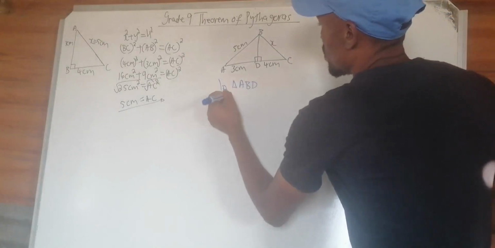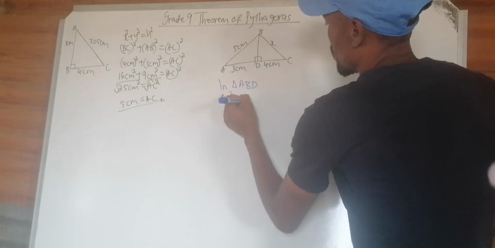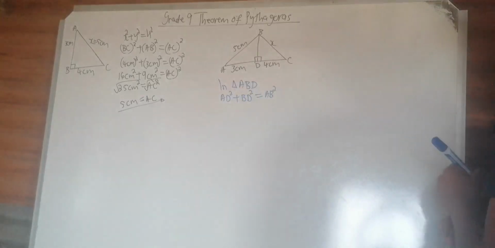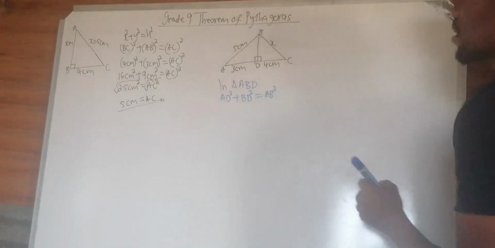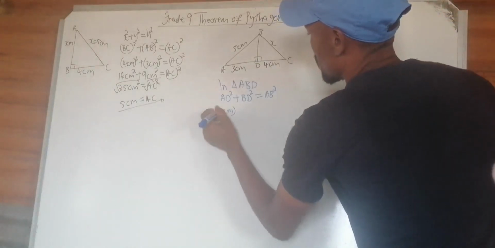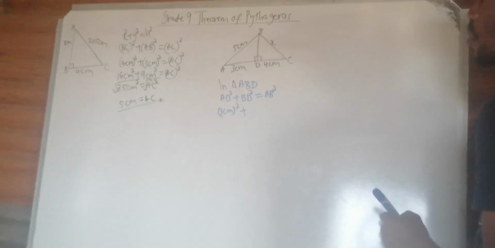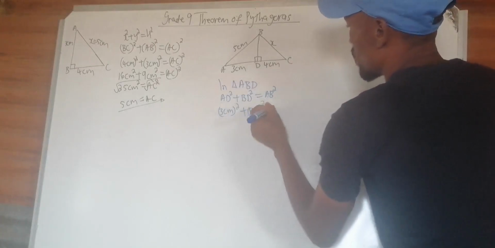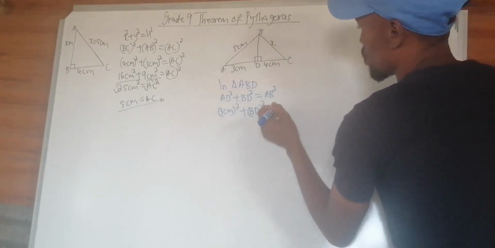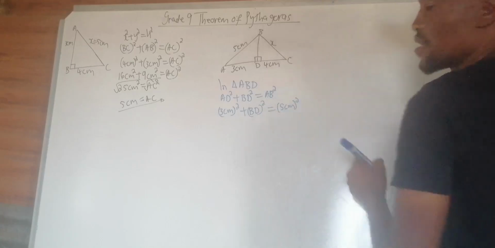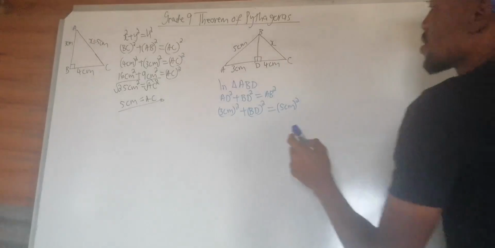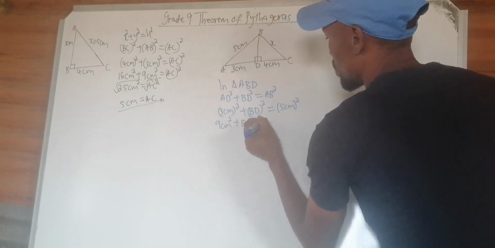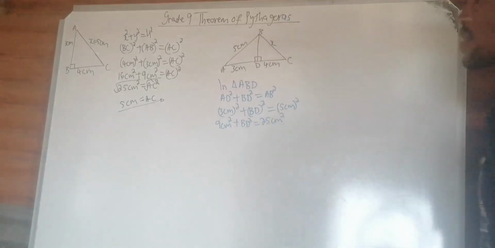And then you will say AD squared plus BD squared equals AB squared. AD is 3 centimeters, squared, and then you have your BD, which is the unknown, but also squared, and you have your AB, which is 5 centimeters, squared. Then 3 squared is 9 centimeters squared, BD squared, and 25 centimeters squared.